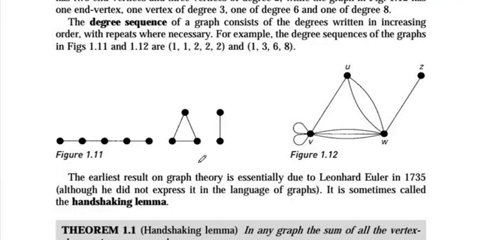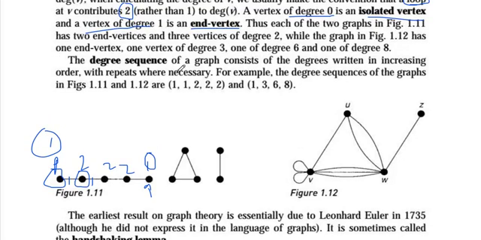Let's say this vertex: how many edges are there? 1. So the degree of the vertex is 1. For this vertex, how many edges are there? 1 and 2, so 2, 2, 2, and again 1. So these two vertices which have a degree of 1 are called end vertices, last vertices. This vertex has 2 edges, 1 and 2, so the degree is 2, again 2, again 2. This has only one edge, so these both are the end vertices.